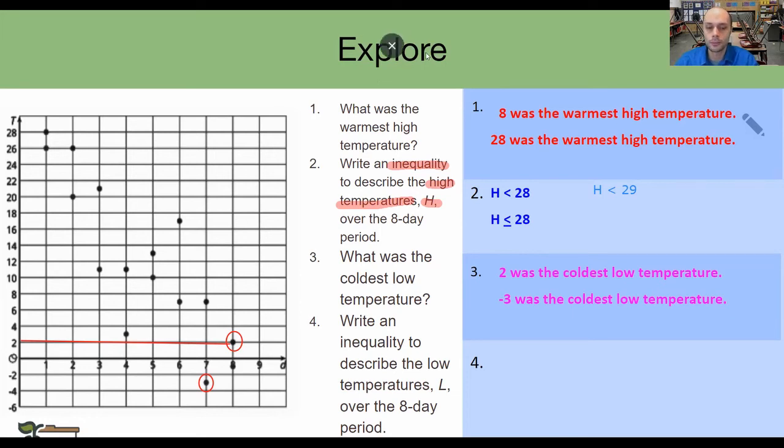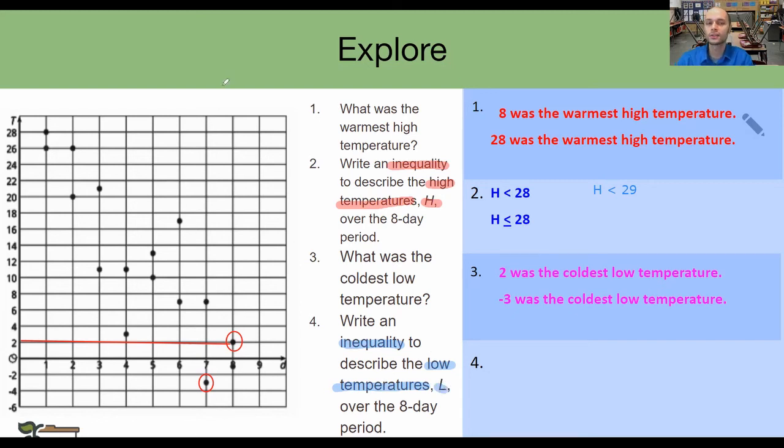All right, welcome back. If you said this question wants us to write an inequality, then you are correct. They state, write an inequality right here. They want us to describe the low temperatures right here. And it looks like there's another variable associated with this one. Please pause the video and let me know. What's the variable in this case? All right, welcome back. If you said the variable here is L, good job.